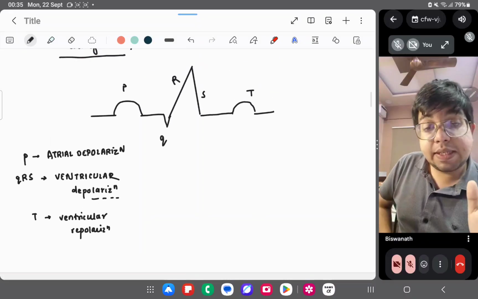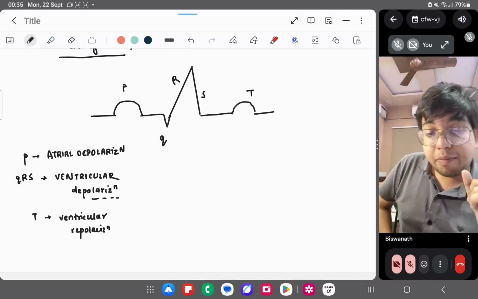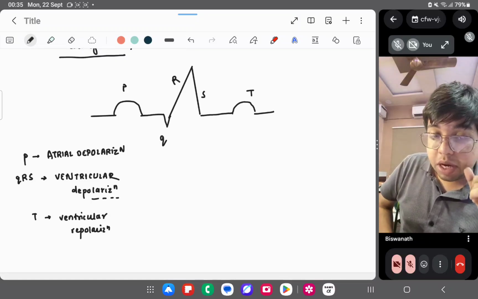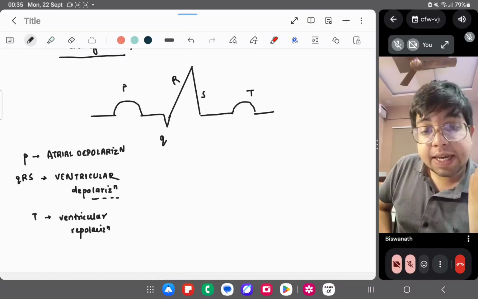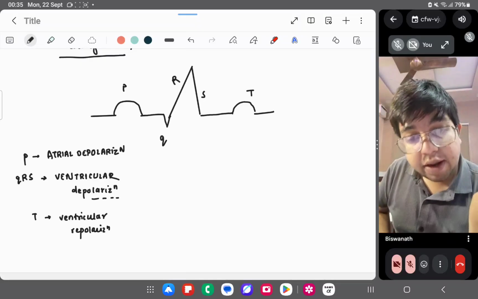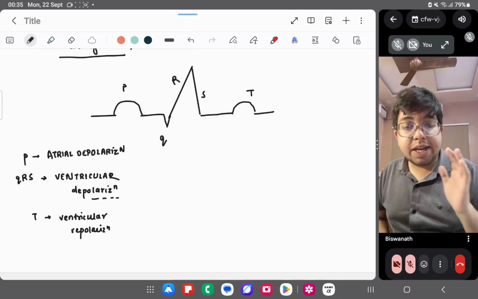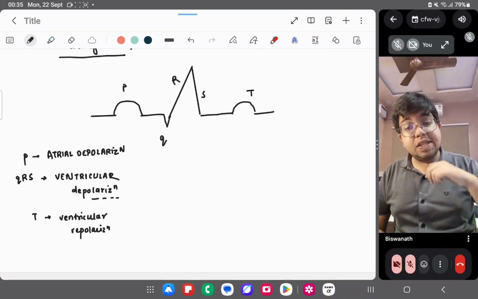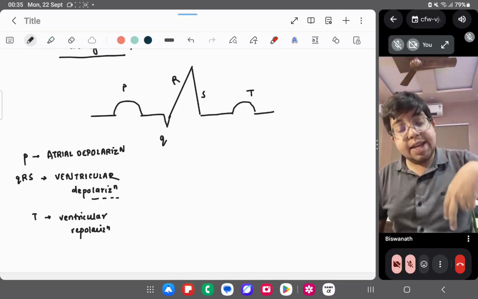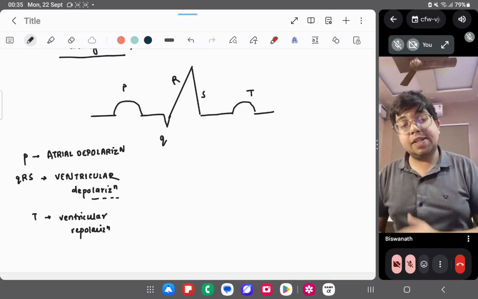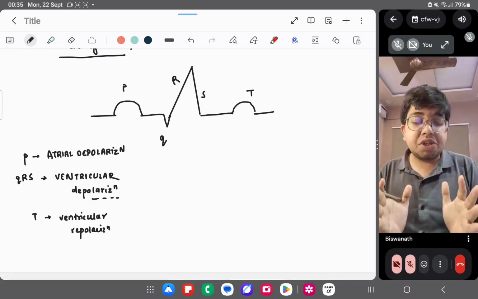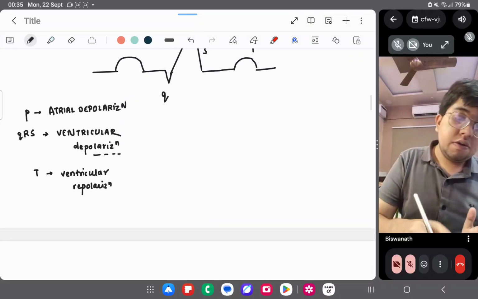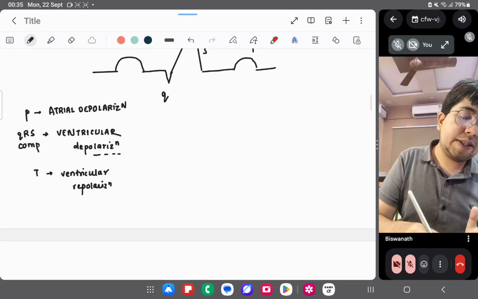These are your waves. In ECG, a very important thing is you have to know the difference between a wave, a complex, a segment, and an interval. A wave is basically a deflection, positive, negative, nothing like that. Complex is a combination of deflections, negative, positive, negative, isoelectric, everything. Combination. QRS is a complex.